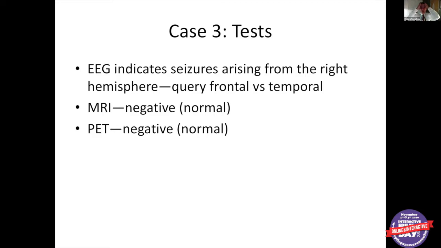So when you look at her scalp EEG, our first most important test, it does say, I think her seizures arise from the right hemisphere, but I can't say. They're very complicated. It looks like they could be the front or they could be the temporal lobe. Let's pull out all of our fancy tests. First of all, our MRI, it's negative. That's always hard. We need some clue. Or PET, completely normal. So even PETs can be normal.